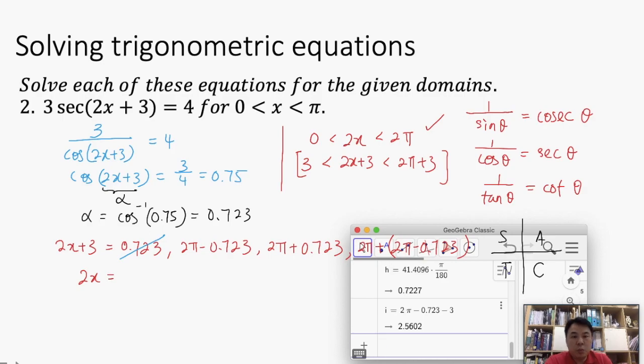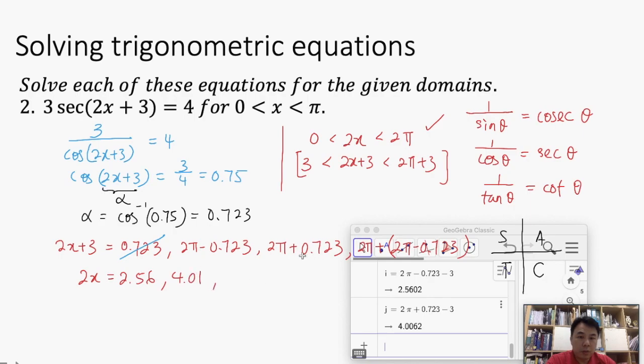Okay, so that is 2.56. So I'm going to write that down. 2.56. And then next one I will have, okay, let's see what we have here. We have 2 pi, add up with 0 plus 2, 3, and then I need to minus off by 3. Okay, so my next solution is 4.01, for instance, which is this.